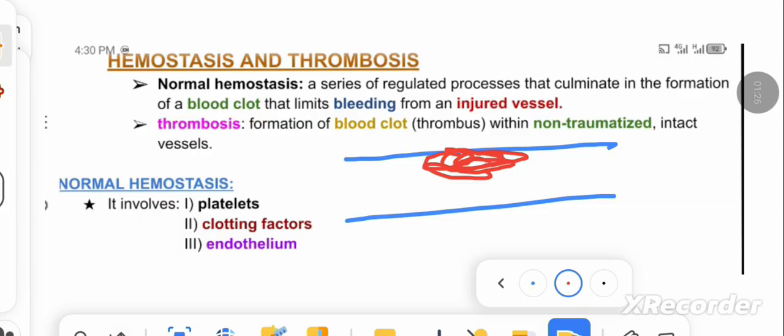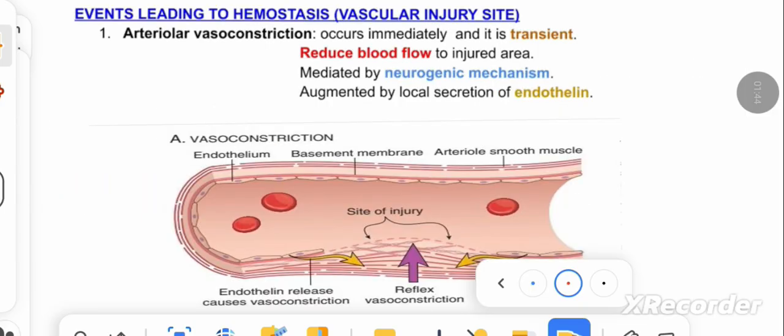And then normal hemostasis involves three most important things. It involves platelets, it involves clotting factors, as well as the endothelium. So those are the three main factors which are involved in normal hemostasis. Now let's move on and look at the events which occur in normal hemostasis.